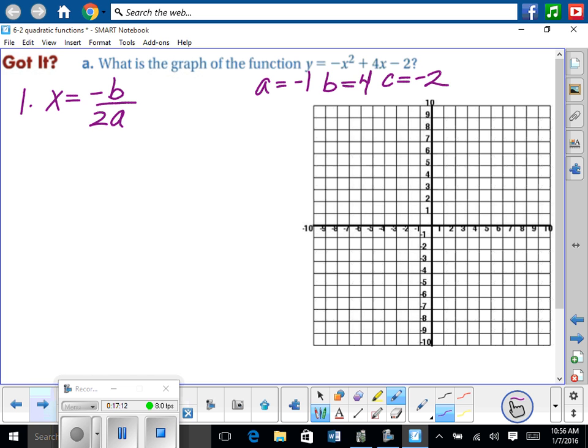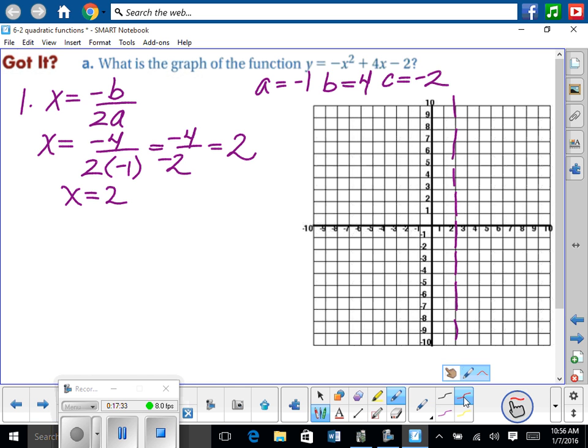Awesome. So, plugging it in, x is equal to the opposite of b. So, negative 4 divided by 2 times a, which is negative 1. So, on top we have negative 4, on bottom we have negative 2, which is 2. x is equal to 2. Our axis of symmetry is at 2. Draw it in.